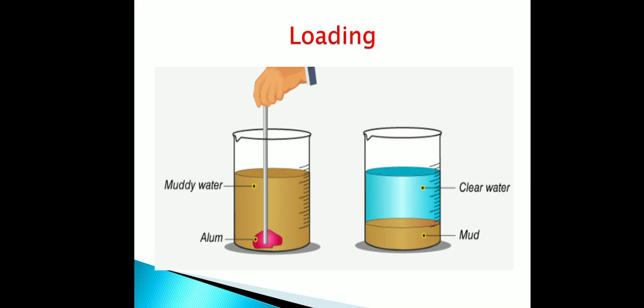We have taken muddy water in a beaker, and if we add a piece of alum inside the beaker, you will see that the mud settles down at the bottom of the beaker and the clear water comes up. With the help of the decantation process, we can pour off the clear water and separate the mud from it. In this way we can use the method of separation of loading in our day-to-day life.